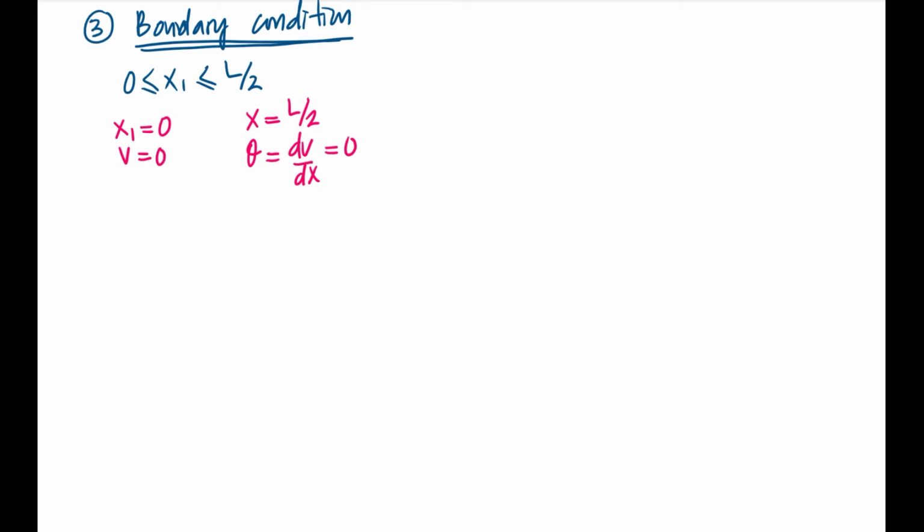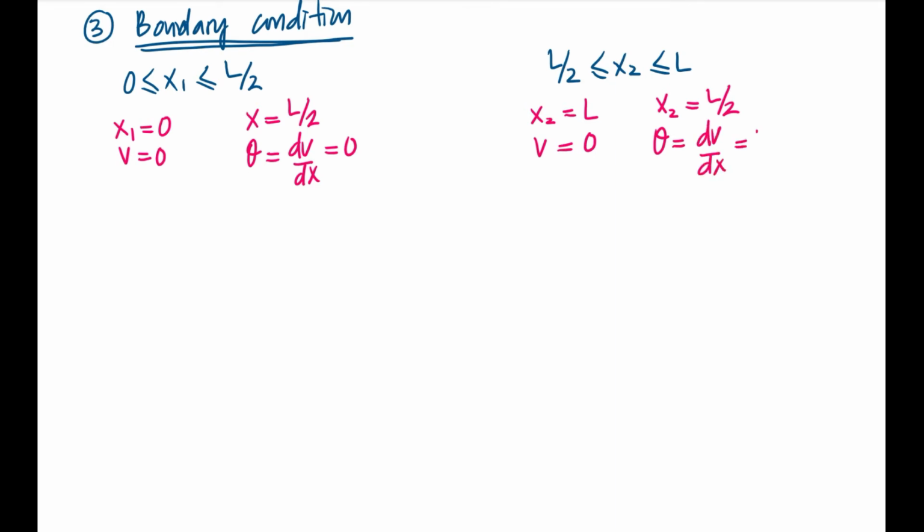Now, from L over 2, x2 is equal to L, v is equal to 0. The same one, x2 is equal to L over 2, theta equal to dv over dx equal to 0. Based on here, we can define based on the slope equation.